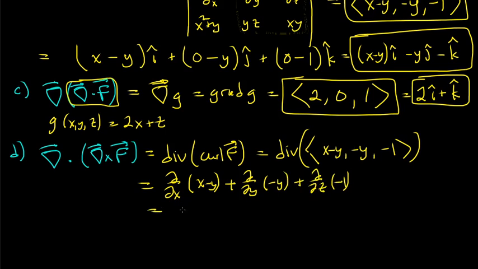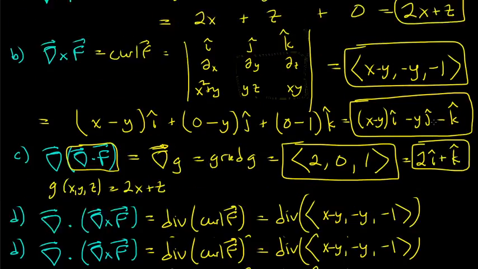So with respect to x, you just get 1 minus 0. With respect to y of negative y, you just get negative 1. And the derivative of negative 1 is 0. So 1 minus 1 is 0. As a number. It's not a vector. It's a number. Divergence is a dot product, so scalar should be your answer. Now, in general, you'll get a scalar field, like 2x plus z or something.